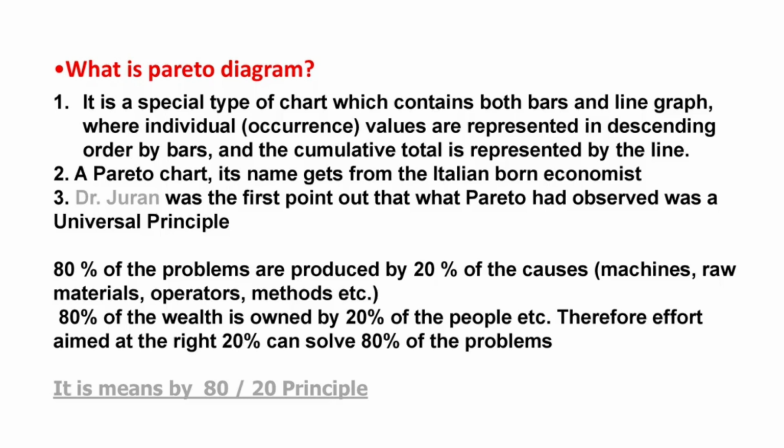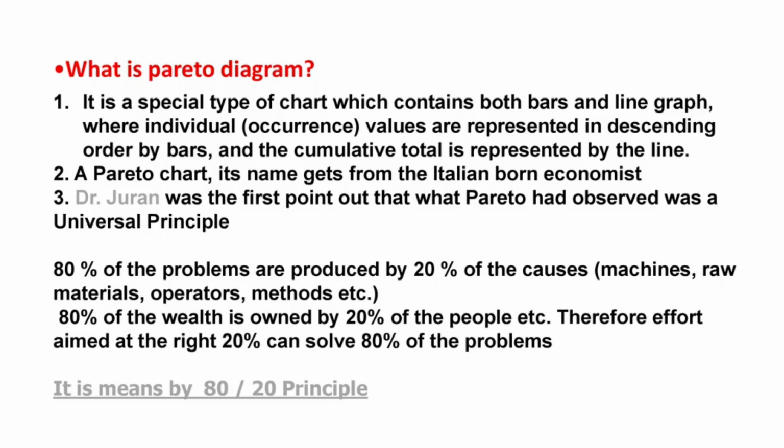First we will talk about Pareto diagram. So what is Pareto? It is a special type of chart which contains both bar and line graph. You can see both the line and bar graph. Juran first pointed out what Pareto is.